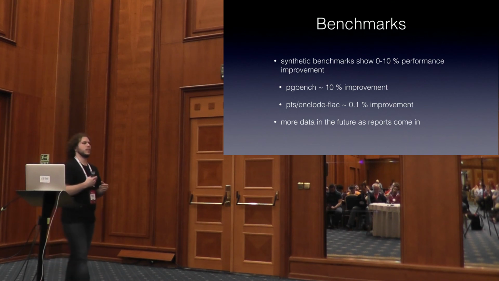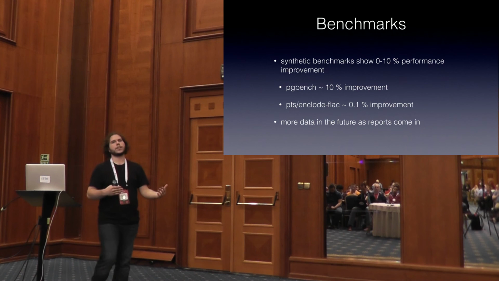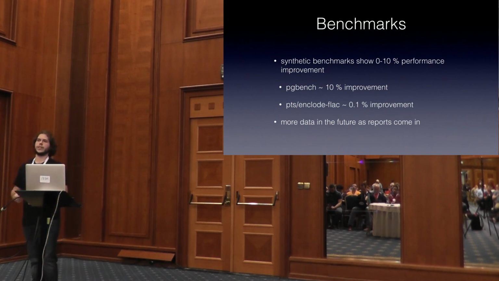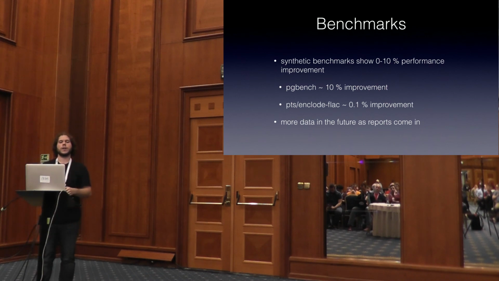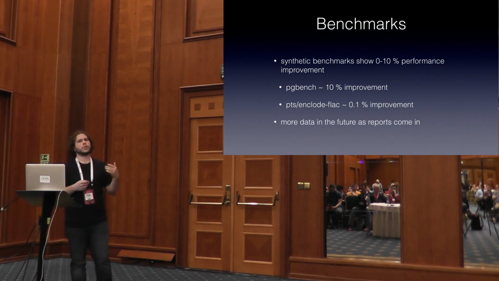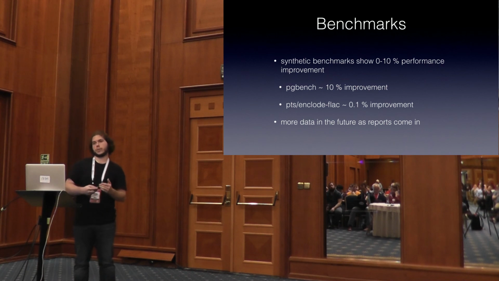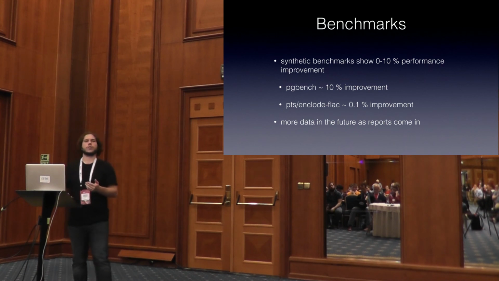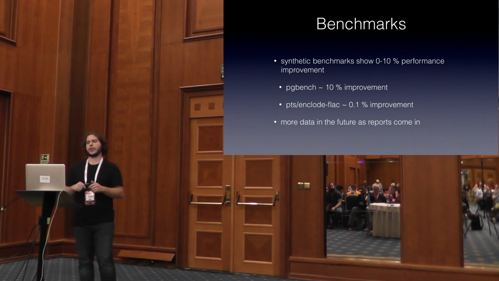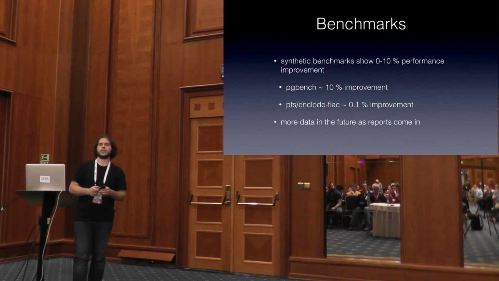So the first one is actually the one that may take advantage of the changes. It's pgbench, running the Postgres benchmark. It was like 100,000 transactions, and this was pretty much the result. There was a performance improvement of 10%, which was pretty nice. On the other hand, the encoding flag shouldn't really be different on this kind of configuration. So there was roughly 0.1% improvement, which is more of a statistical error.